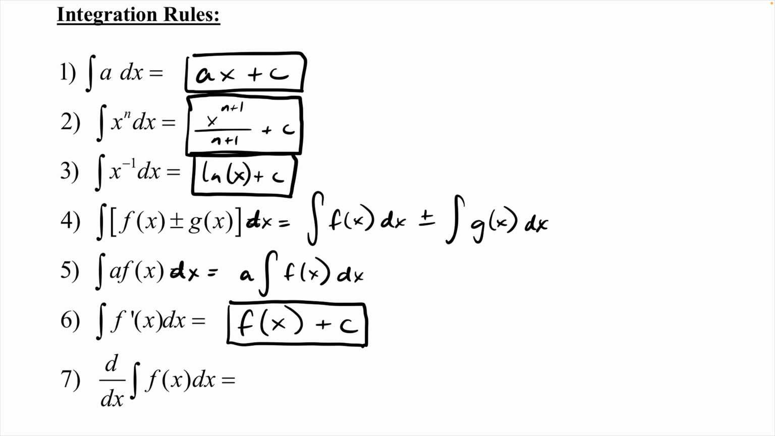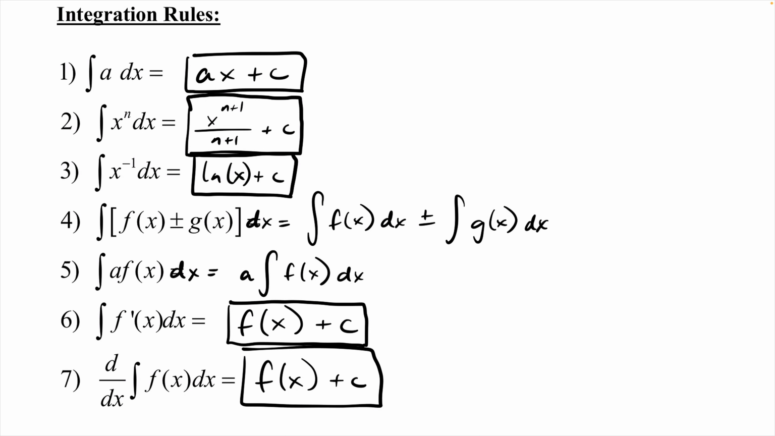All right, number 7, d over dx. What does d over dx mean? Find the derivative. So they want you to find the derivative of the antiderivative. That's just f of x again, yeah. Would it be plus c or no? Plus c, yeah. Yep. Okay.